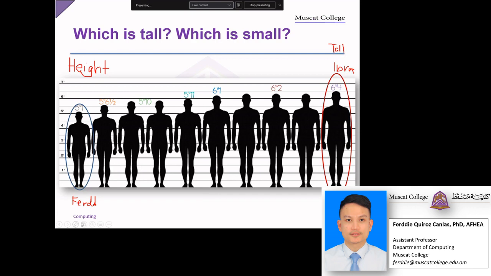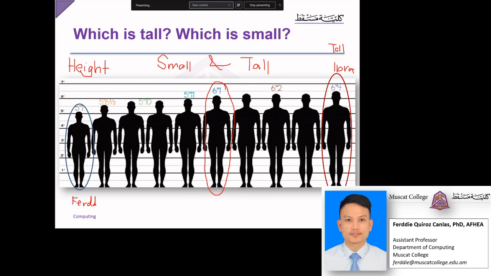Now, how about the people in the middle? That's my question. How about the people in the middle? Let's say for this person, can we categorize this person as tall? Medium, doctor. No, I'm only asking between two values. If I ask you about small and tall, what can you say about this person? Is he tall or is he small?